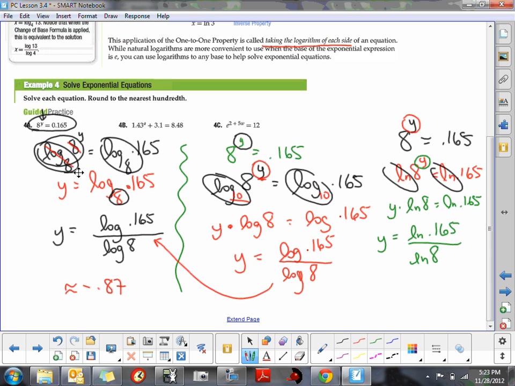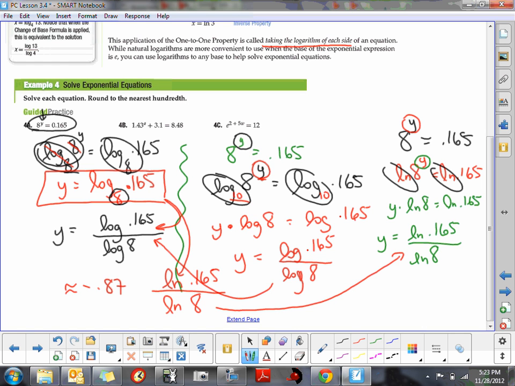Hopefully you're seeing some carryover. Once we got to this stage here, we had a choice. We could do a log base 10, change of base formula, or at this stage we could have done a log base e, which would have been natural log of 0.165 divided by the natural log of 8, which is what we have over here. So we have some flexibility, folks, and flexibility sometimes creates a little anxiety, but it should also open some pathways to help us resolve some of these issues that we're going to have solving exponential equations.